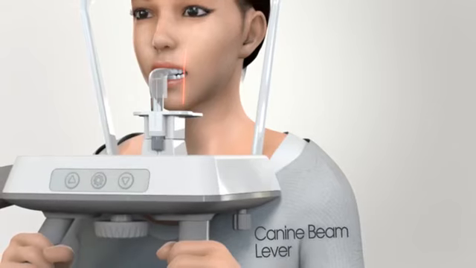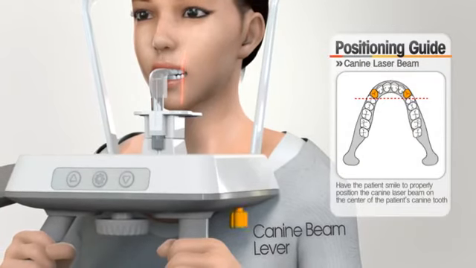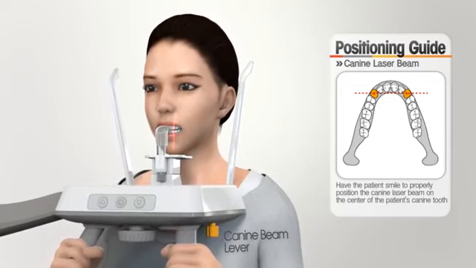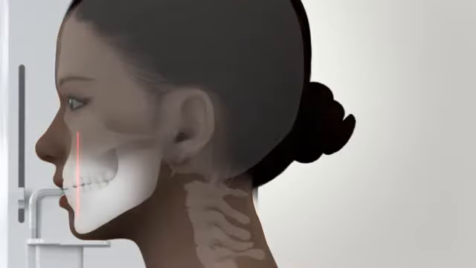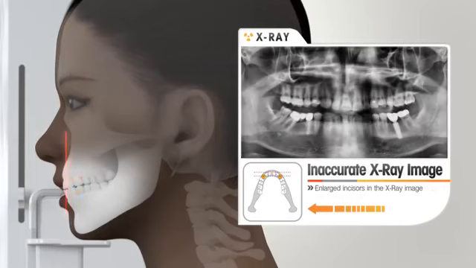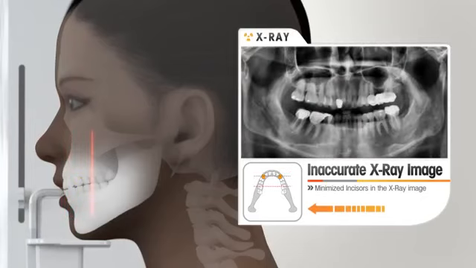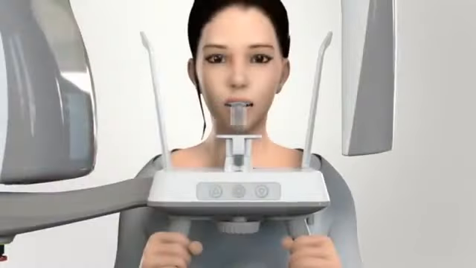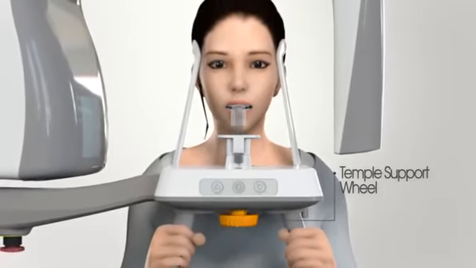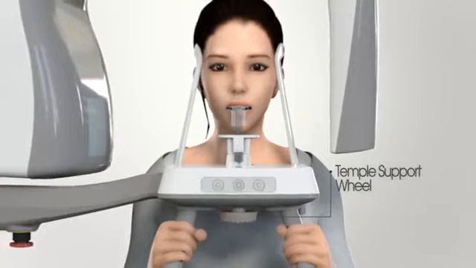Match the canine laser beam at the center of the patient's canine teeth, adjusting the canine beam lever. If the location of the canine beam is off the patient's canine position, the incisor image can be incorrectly magnified, which means reduced or enlarged incisor images are achieved by incorrect capture layer. When everything is ready, rotate the temple support wheel to tighten the temple support to stabilize the patient.